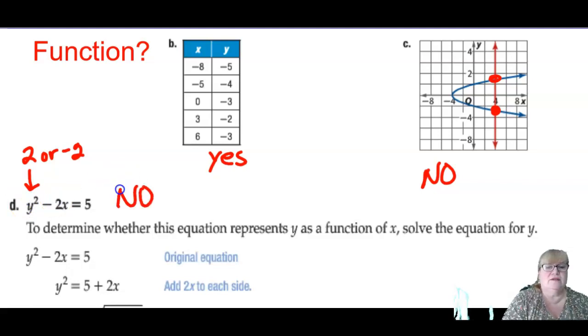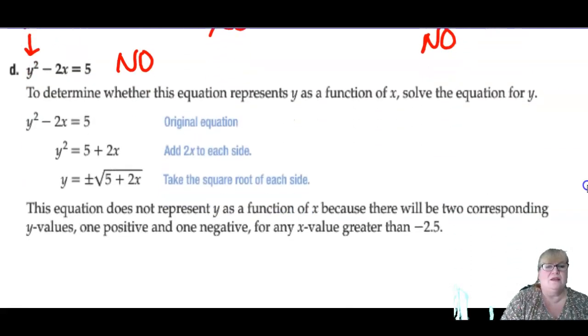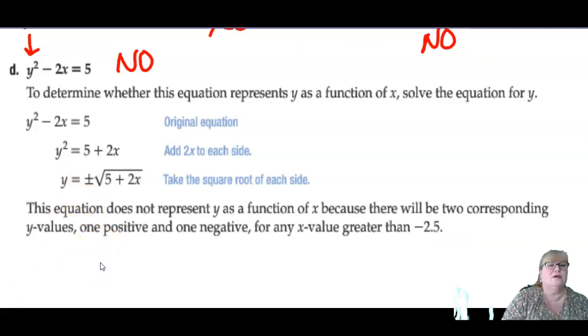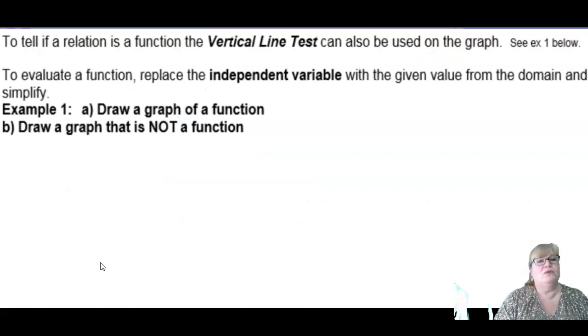All right, see. Oh, they showed it here. They subtracted, added the 2x over to the other side, and then they square rooted, and remember you get a plus or minus. So therefore there are two values, okay? A plus and a minus for every x, or two different x's would give you the same y. Anyway, moving on.